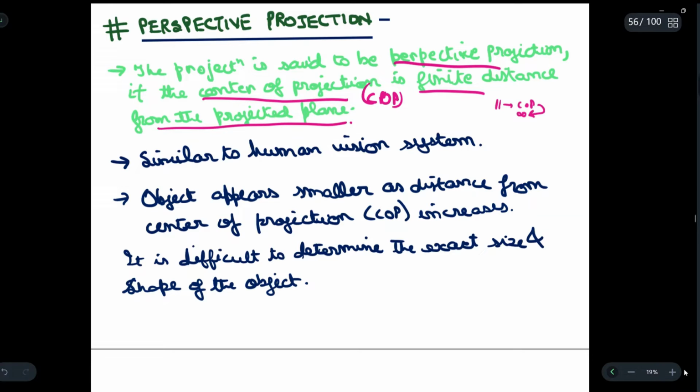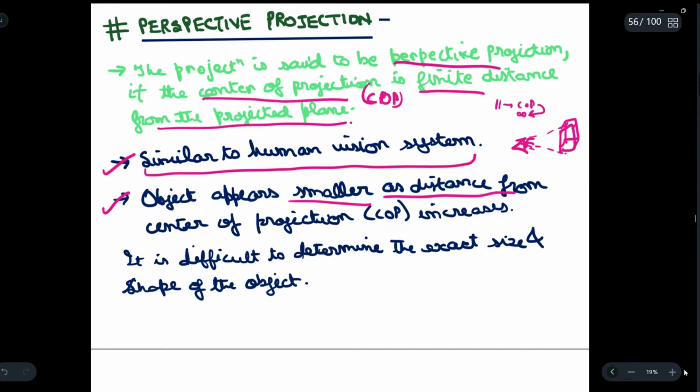And this perspective projection is similar to the human vision system, that is, how our eyes perceive an object, how we see an object. We also use perspective projection in order to view objects. Now the object appears smaller as the distance from the center of projection, the COP, increases. Suppose this is the image plane and this is your object, and we are projecting this object on this image plane.